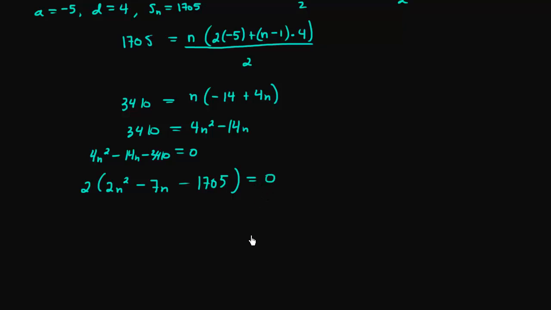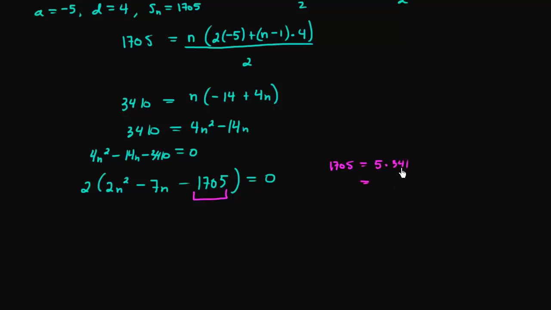So now we're tasked with factoring 2n squared minus 7n minus 1,705. Now, the numbers are really big for this last term, and large numbers may seem difficult to factor. But if the number is divisible by 5, it's really easy to prime factor. So let's go ahead and prime factor 1,705. If we divide it by 5, we get 341. So this is 5 times 341.